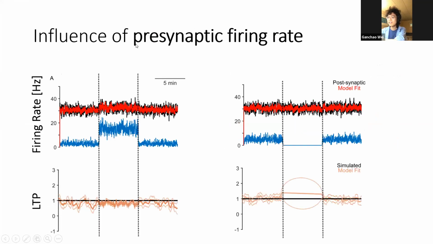How about the estimation at different firing rates? Actually, the presynaptic firing rate will influence the estimation a lot. In those simulations, the baseline for the postsynaptic neuron is set to be constant. But we can see that if the presynaptic firing rate is high, we get an inaccurate estimation for LTP. If it's low, then the LTP estimation will vary a lot. So basically, based on these simulations, we are more confident that our method can handle different situations.